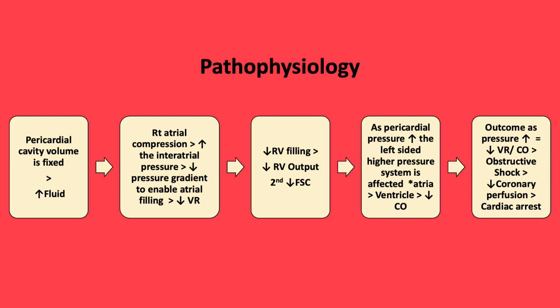As the pericardial pressure increases, these effects will also be seen on the left side of the heart, but it's important remembering that if the right ventricular output is reduced, the blood returning to the left side of the heart will also be reduced. But overall, as the pressure increases, you get a reduction in venous return, reduced cardiac output. This can lead to obstructive shock, leading to reduced coronary perfusion, and the patient is at risk of cardiac arrest.